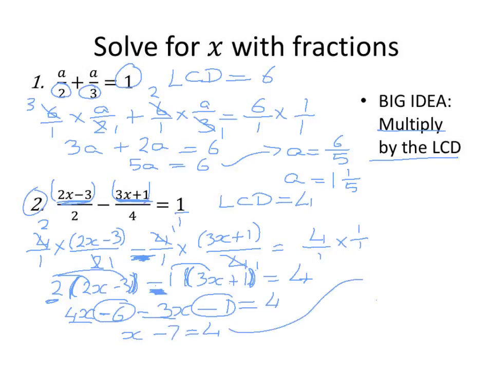Let's just shift this up here so I can carry on working. Negative 7 comes over and becomes positive 7. X is equal to 11. That's not so tough. You guys can do that.